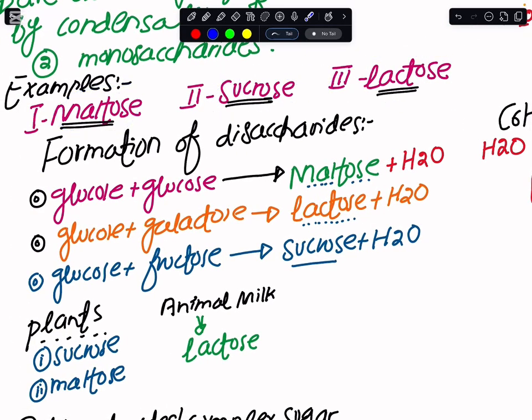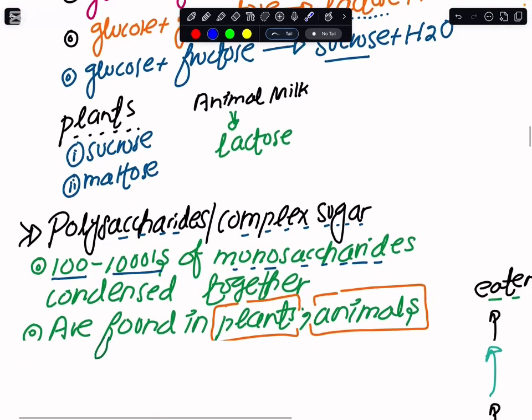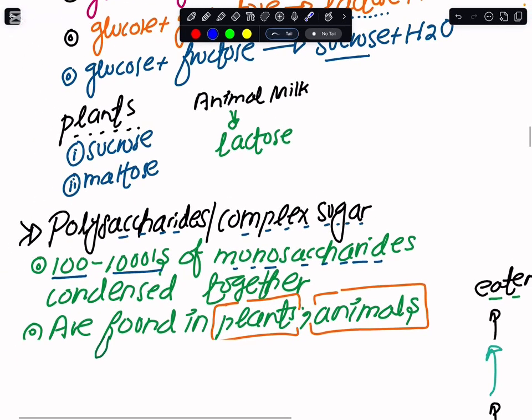Again, they are isomers of one another. Although the number of carbon, hydrogen and oxygen atoms is the same in them, their structural arrangement is different, so they are given different names. The sucrose and the maltose are available within the plants. We humans can eat them and digest them. If I talk about animal milk, in the milk we have the disaccharide lactose. So we are done with the disaccharides.